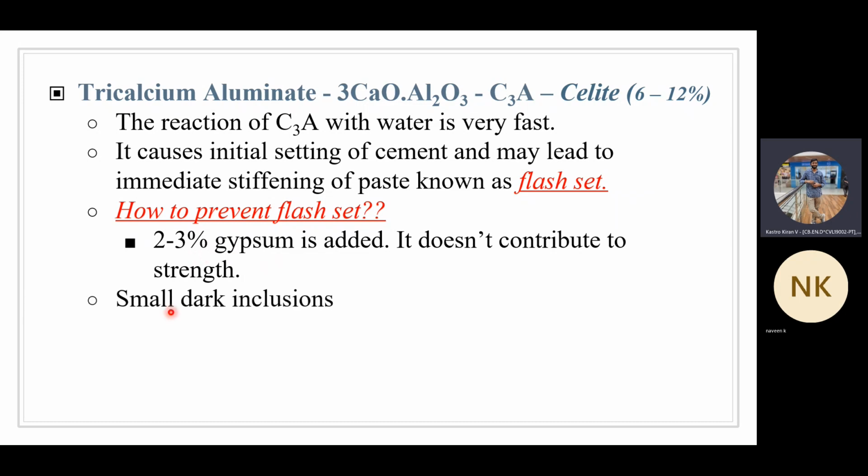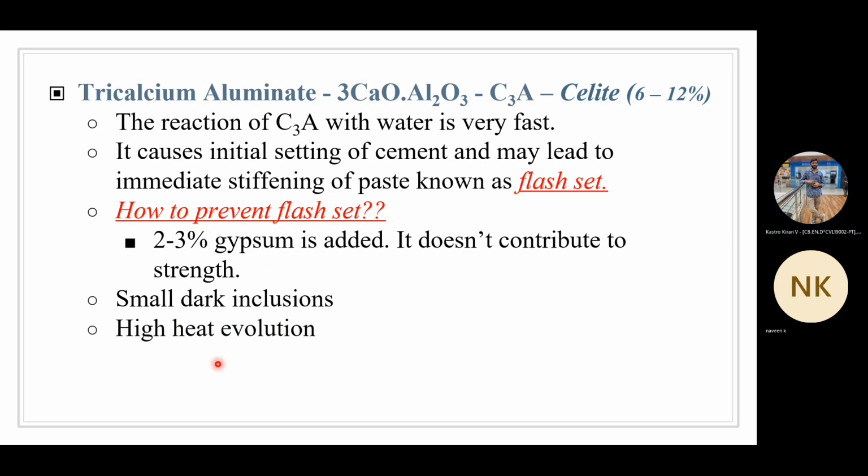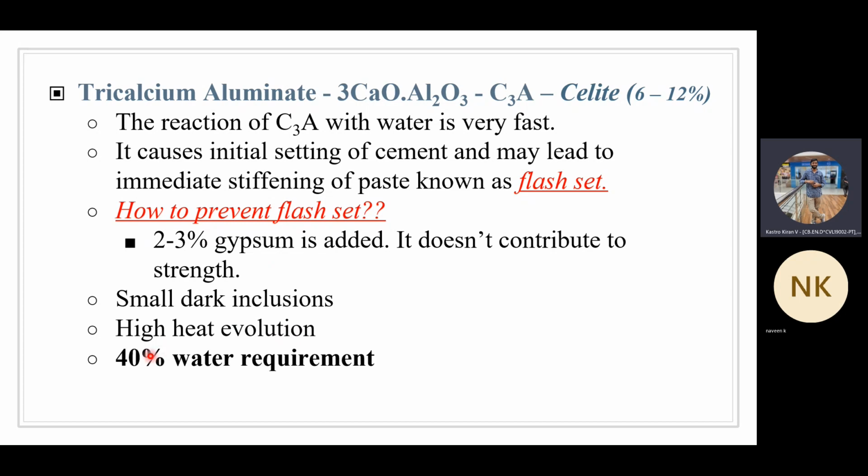C3A will be available in the form of small dark inclusions, like small dark circles. It releases high amounts of heat. And if you observe the water absorption for this one, it is almost taking 40% of water. When you add water to the cement, that is 100% of water, 40% will be taken by the C3A only. 24% by C3S, 21% by C2S, and 40%, which is the maximum, for C3A. That is why it sets very fast. That's also one of the reasons.